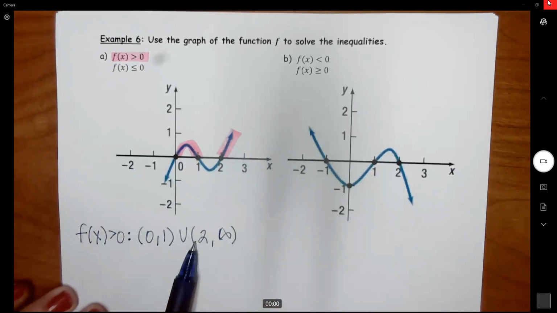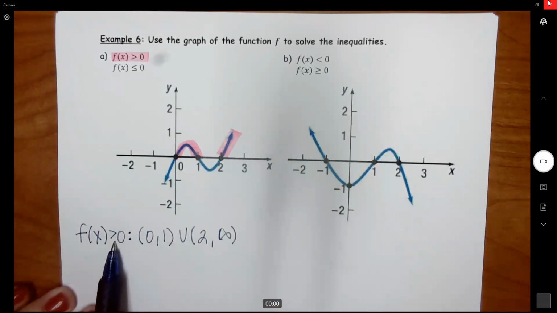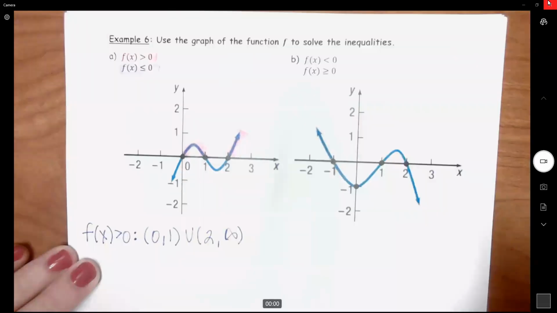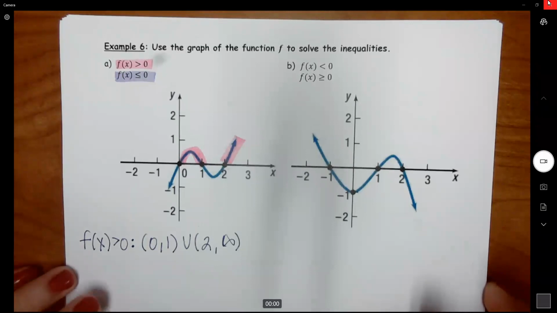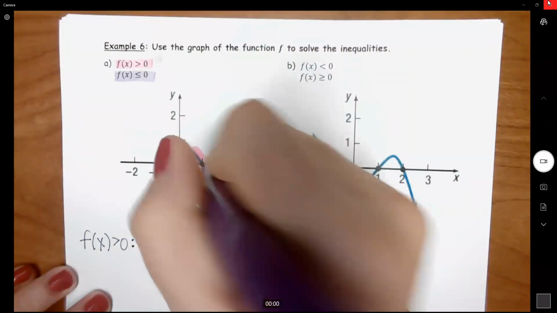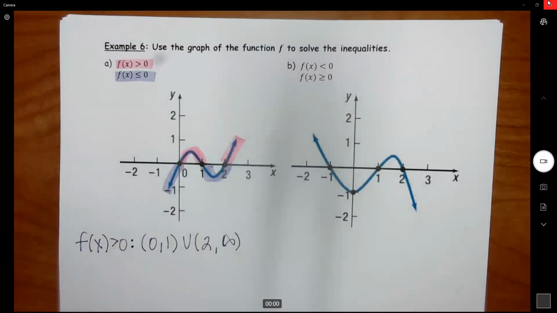These all get parentheses because it is greater than and not greater than or equal to. So these values are not included. And then infinity always gets parentheses. So now I need to determine when f of x is less than or equal to 0. And that is everything below the x-axis.